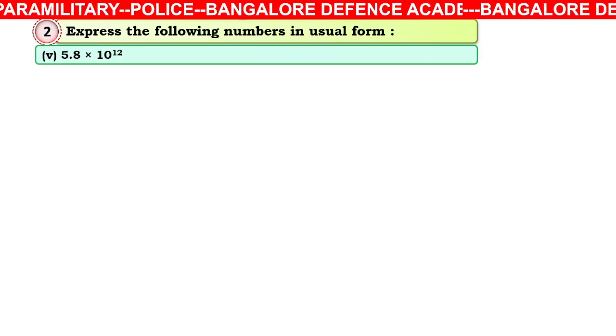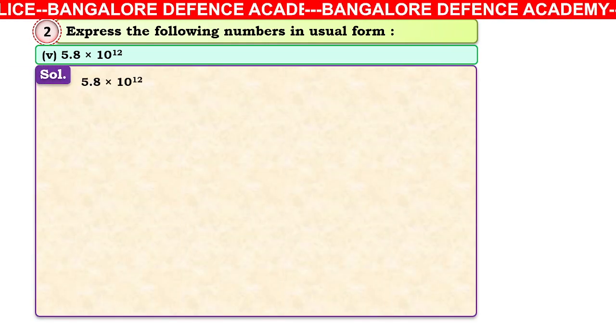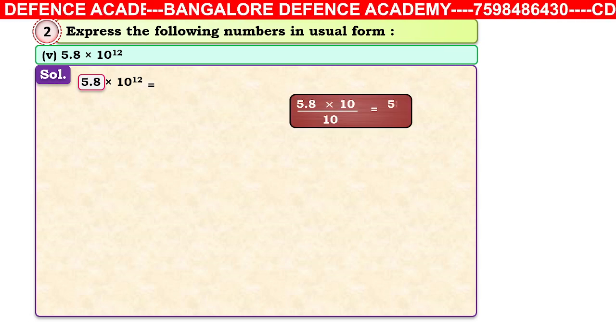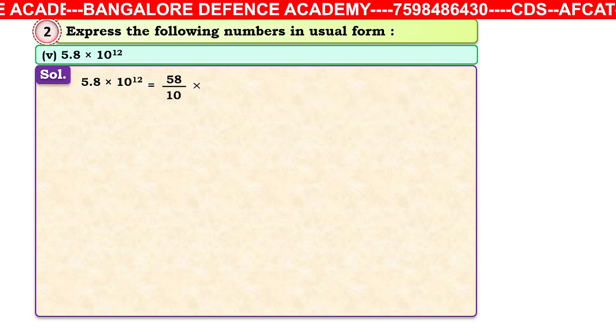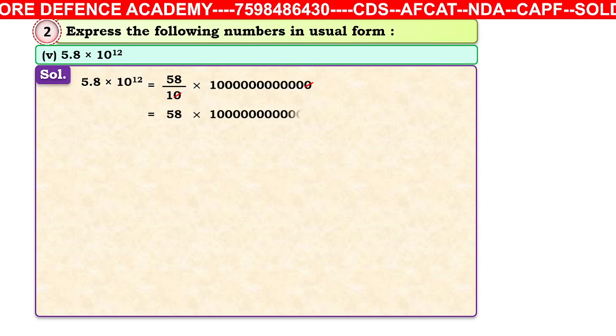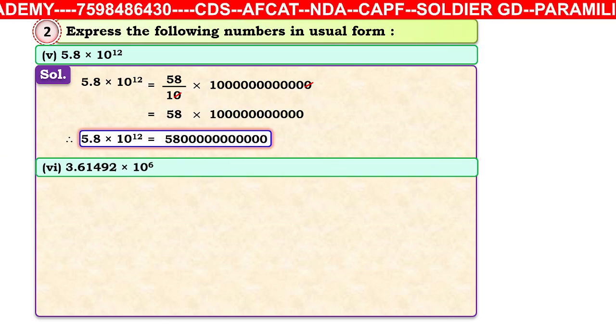Okay, next, 5.8 into 10 to the power of 12. Okay, so 5.8 can be written as 58 by 10, or it is 58 by 10 into 10 to the power of 12. So cancelling 1 zero, I get 58 into 10 to the power of 11, or I have to put 11 zeros after 58.